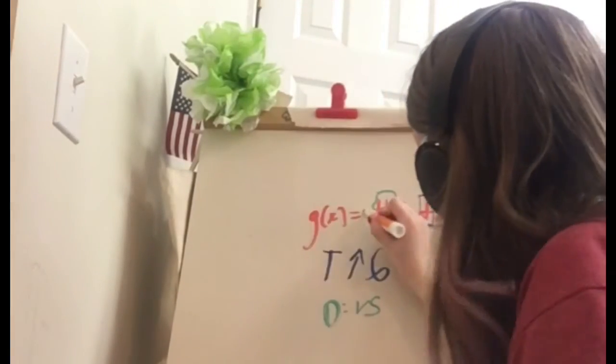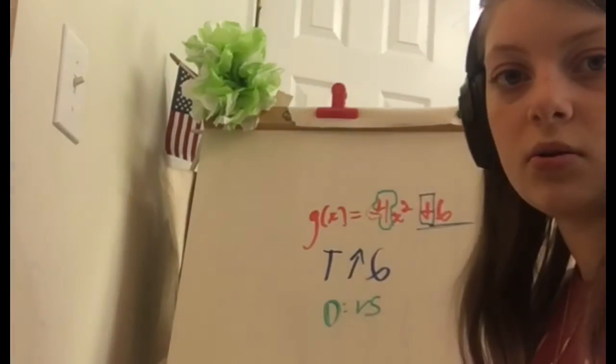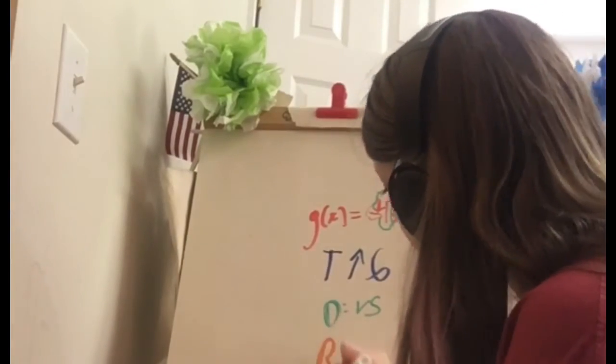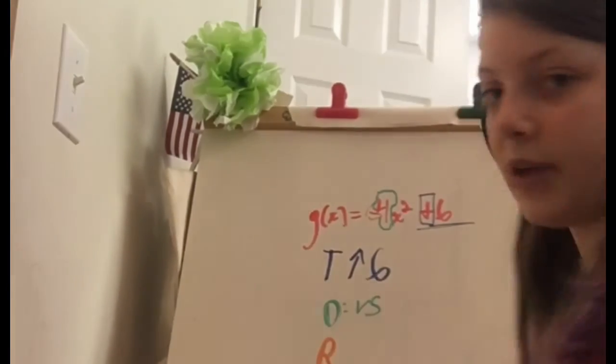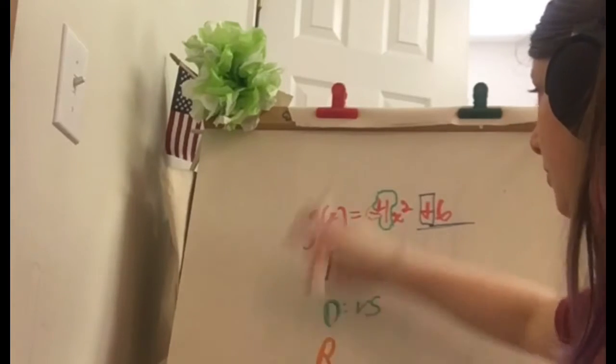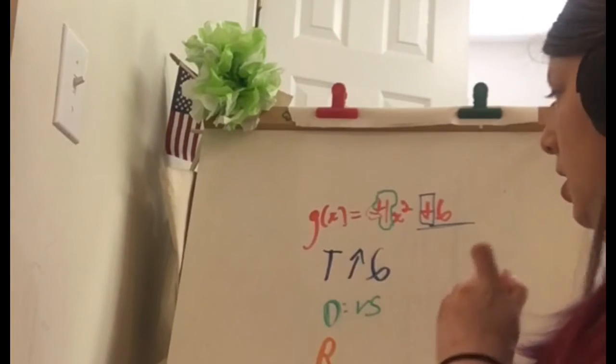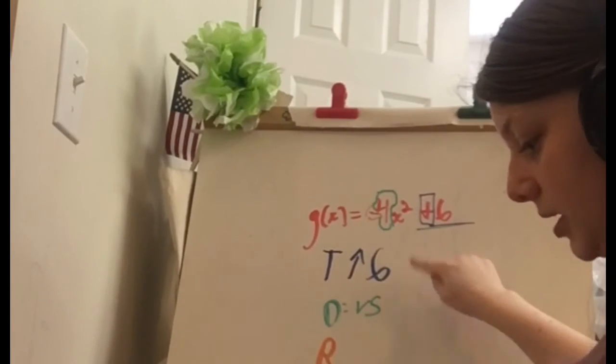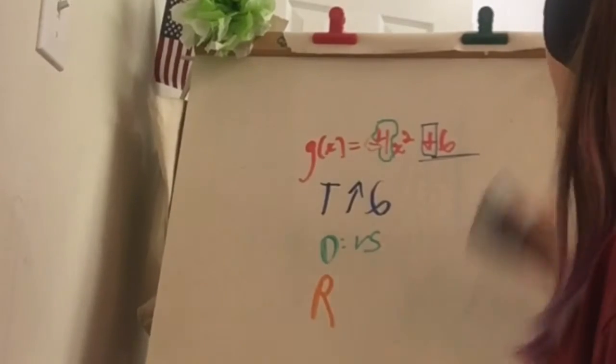Okay, now we are focusing on the negative. Can you see the orange? We're gonna say that you can. So the negative tells us that it reflects. If the negative wasn't there, the reflecting wouldn't happen. So that's this one. It translates up 6, vertical stretch, and reflect.